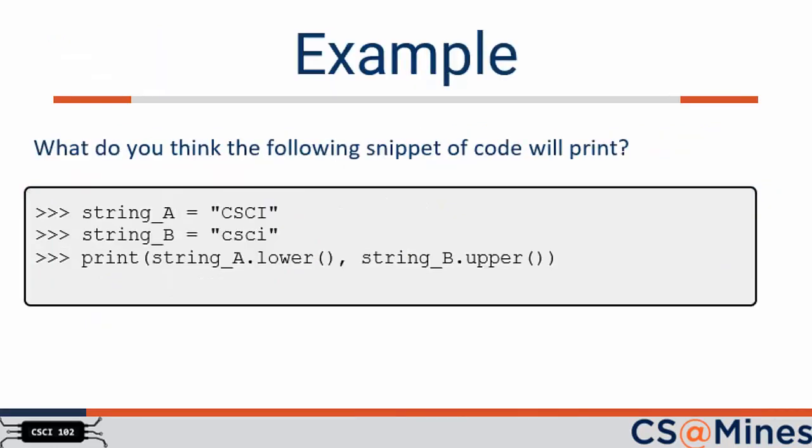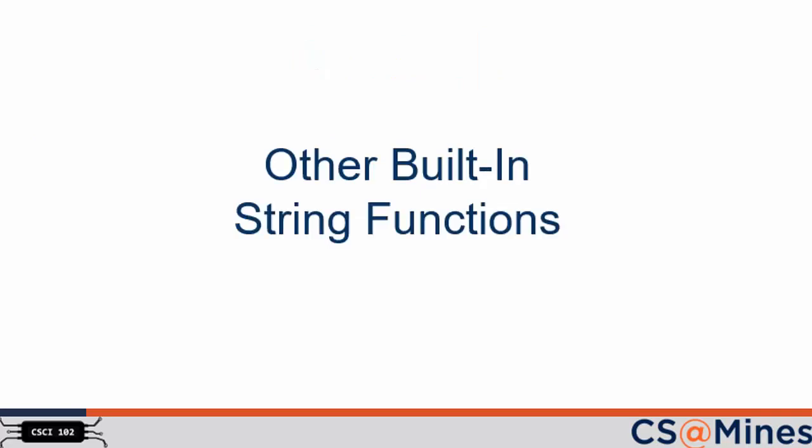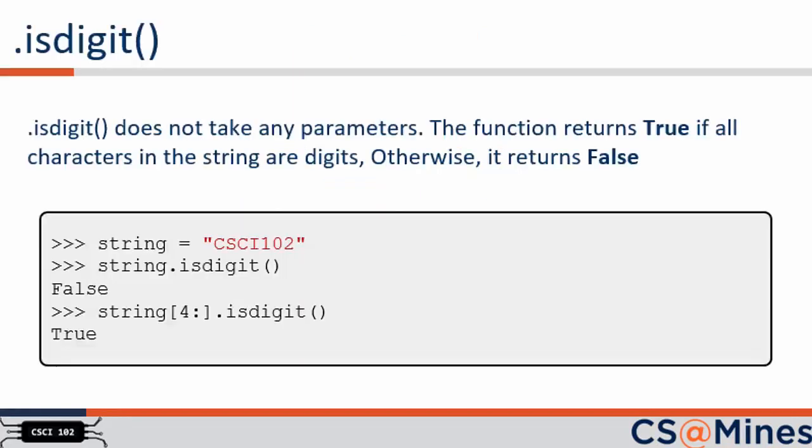Python has a lot more built-in functions for strings. Take a look at this example on the slide. What do you think the snippet of code will print? As you might have guessed, the lower function will convert all uppercase letters into lowercase, and the upper function will convert all lowercase letters into uppercase. Let's go over some other built-in functions for strings.